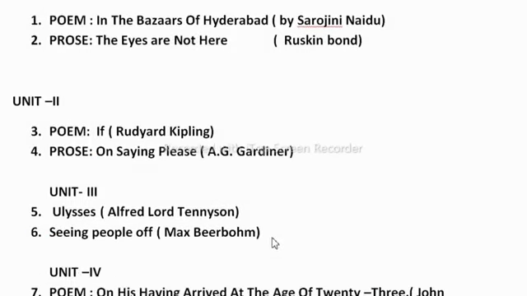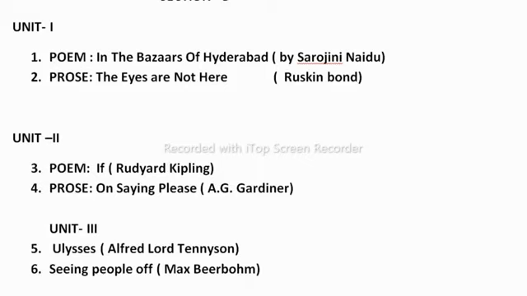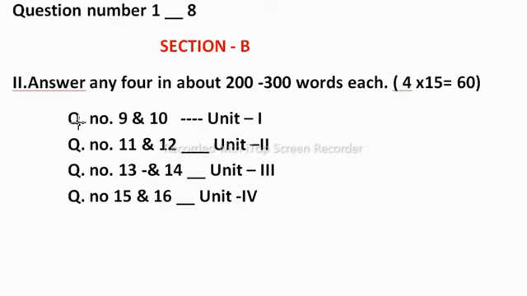Out of these 8 summaries, in the exam you're supposed to write any 4, about 200 to 300 words each. For each summary you will get 15 marks, and if you do all 4 summaries you will get 60 marks. So here in Section B, answer any 4 in about 200 to 300 words each. Questions 9 and 10 will be from unit 1, which are the poem and prose. Questions 11 and 12 are from unit 2, questions 13 and 14 from unit 3, and questions 15 and 16 from unit 4.